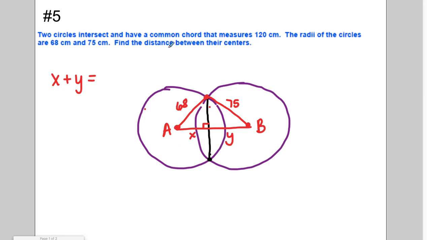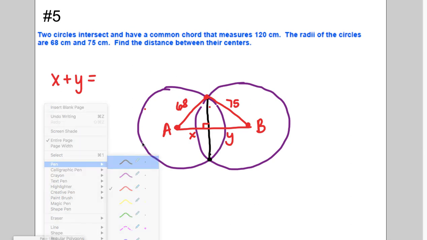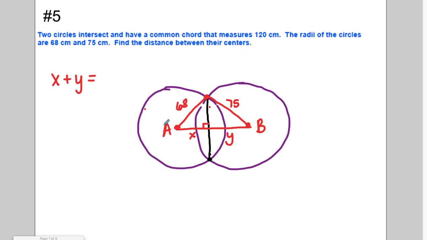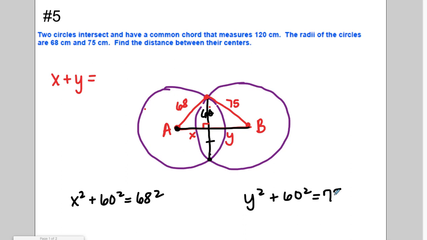All right, so I've got some work to do, except for the fact that they told me that the chord was 120. So the way I drew it, this side of the triangle is going through it at the midpoint, so this then would be 60. All right, so I can find x and y. I have two right triangles, so I can do x squared plus 60 squared equals 68 squared, and then I can do y squared plus 60 squared equals 75 squared. All right, so let's do that.